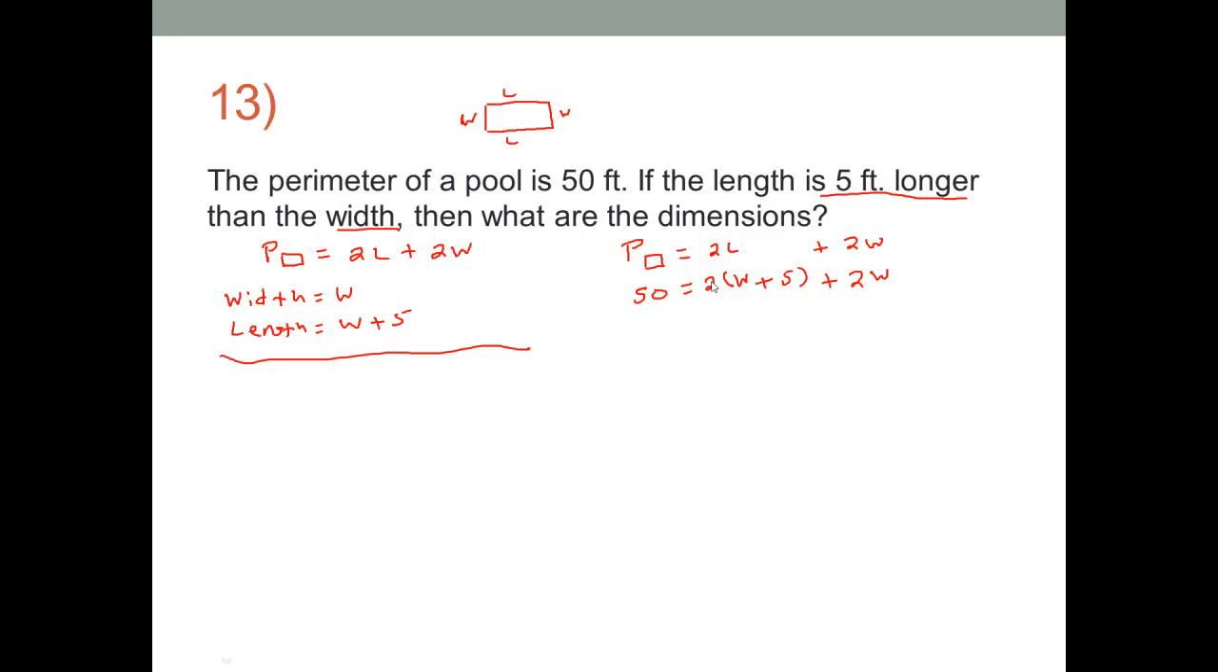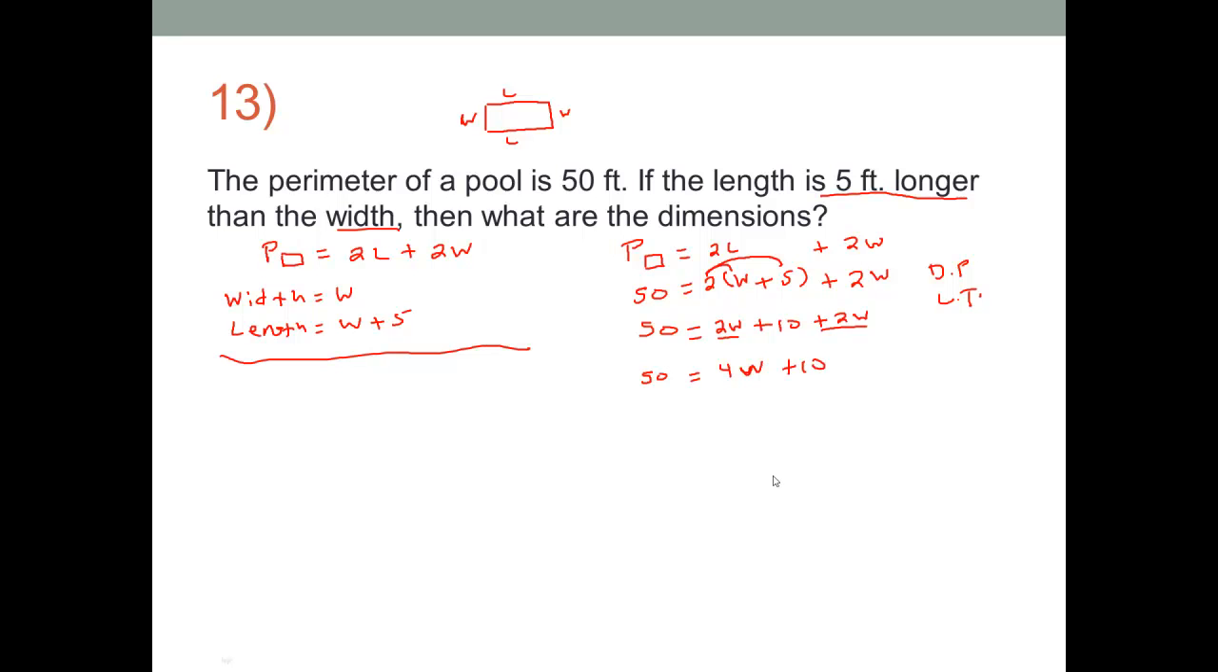So now I'm going to use the distributive property here. 2 times W, 2 times 5. So 2 times W is 2W. 2 times 5 is 10 plus 2W. Now we're going to combine like terms after using the distributive property. So the like terms are 2W and 2W. That gives us 4W plus 10.